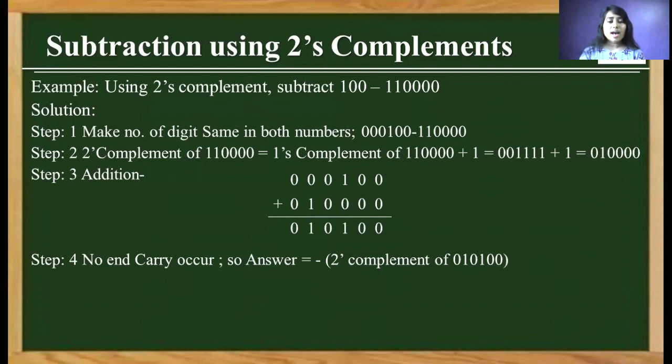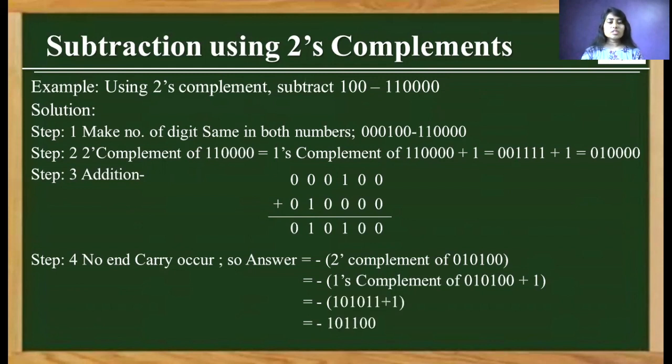So for our answer, place a negative sign and take 2's complement of this result of addition. So here it is minus 2's complement of 0 1 0 1 0 0. This 2's complement can be calculated by calculating 1's complement and then adding 1. So here is our answer. So this is how we can perform subtraction using complements.